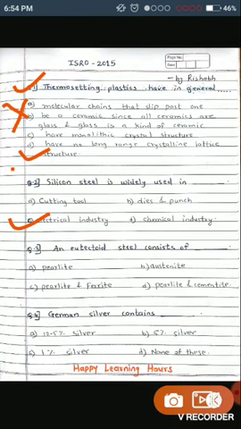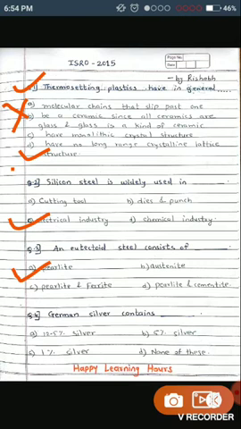Then question number 3 is: an eutectoid steel consists of. Now eutectoid steel means a steel with 0.8 percentage of carbon, and such type of steel consists of whole pearlite phase. It's a very easy question.